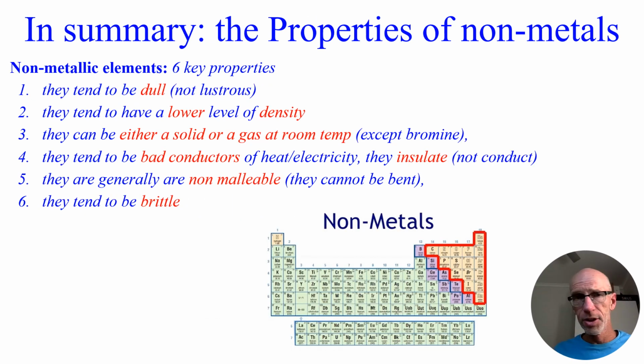Your non-metals, if we focus on them at an elementary level, are gases at room temperature, apart from bromine. They tend to be dull, they're not lustrous. They tend to have a much lower density in terms of the spacing of the particles within that given space. They can be solid or a gas at room temperature, except for bromine, the exception to the rule. They're insulators, they're bad conductors of electricity. They tend to be non-malleable. We can't bend them; if we bash them, they tend to break apart, as they are brittle.